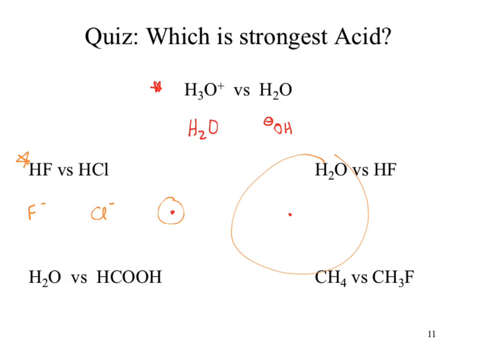Cl minus is now the more stable conjugate base. That makes HCl a stronger acid. So it's not just memorize the rule. What is the reasoning behind that rule?